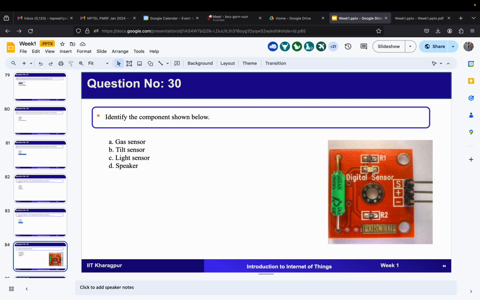Next question is identify the component shown below. So this is a figure. You have to identify whether it is gas sensor, tilt sensor, light sensor, speaker. Tilt sensor, ma'am. Right, it is tilt sensor.